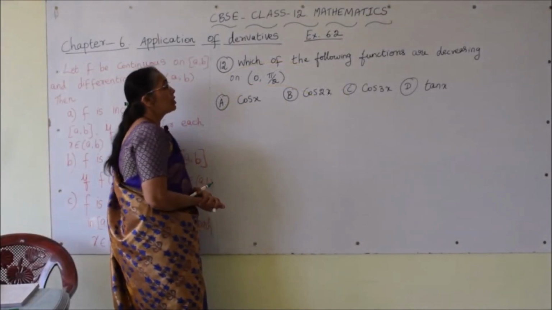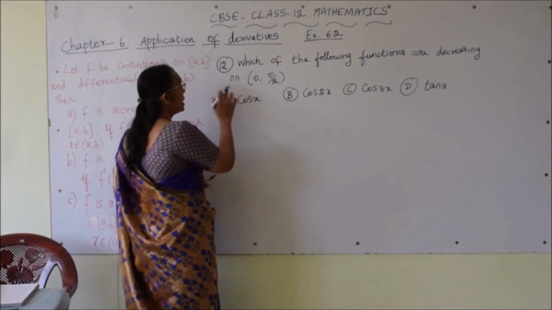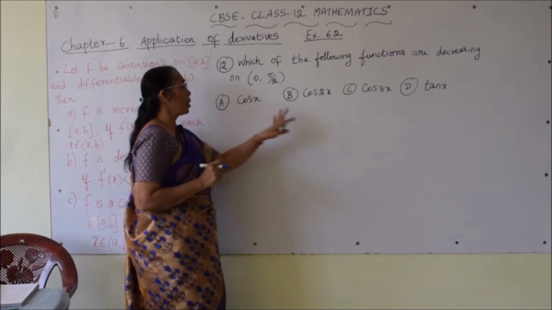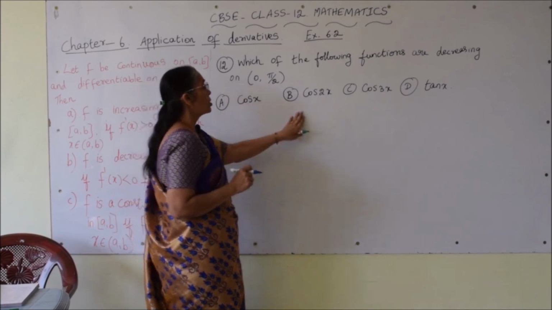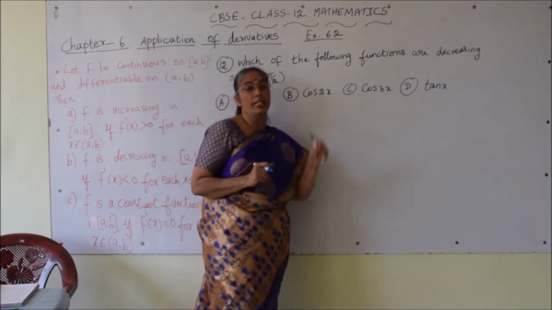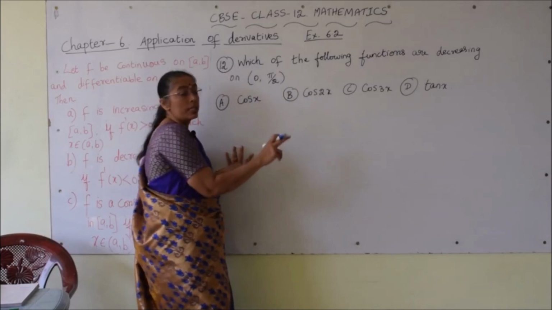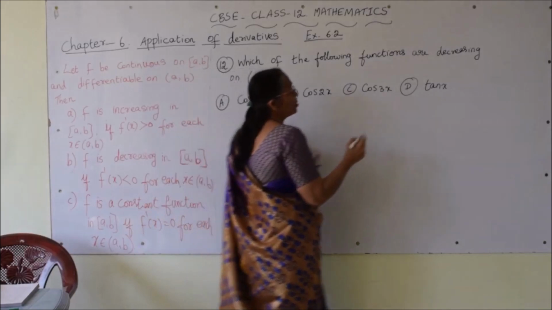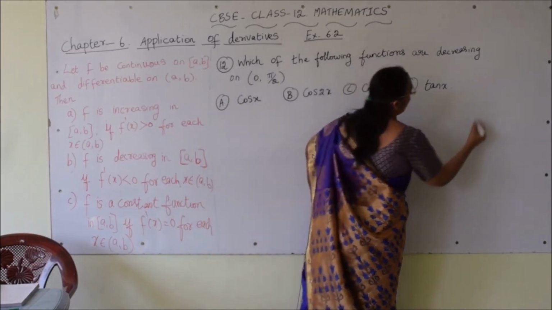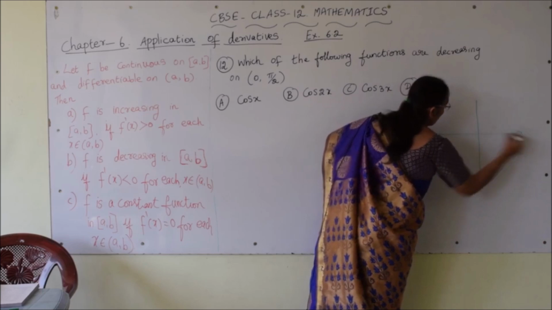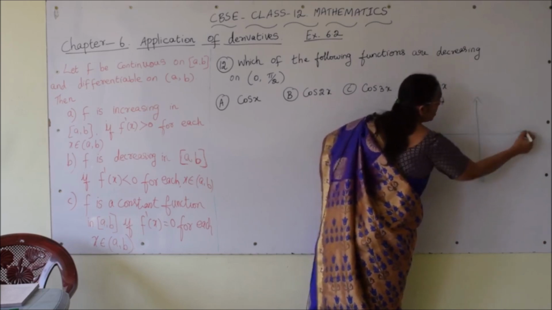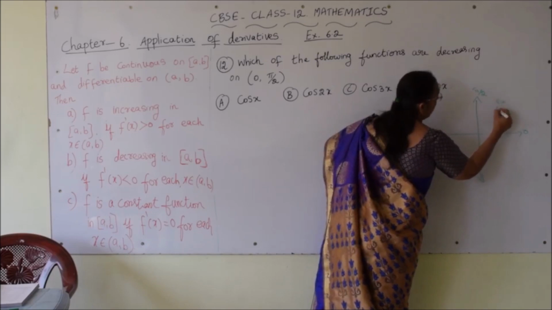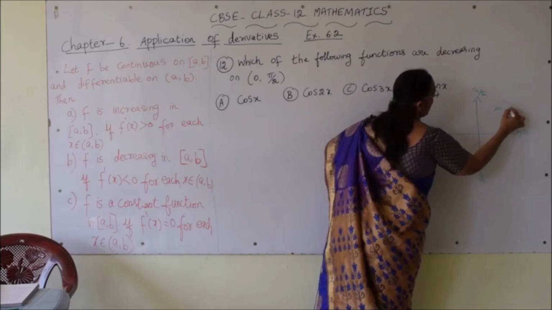Number 12, which of the following functions are decreasing on the interval 0 comma pi by 2? So we have 4 options: cos x function, cos 2x function, cos 3x function and tan x function. Among these 4 functions, which are decreasing in the interval 0 comma pi by 2? So 0 comma pi by 2 is the first quadrant. And let us recollect: this is 0, here pi by 2. In the first quadrant all trigonometric ratios are positive.